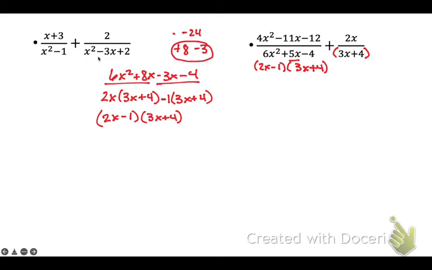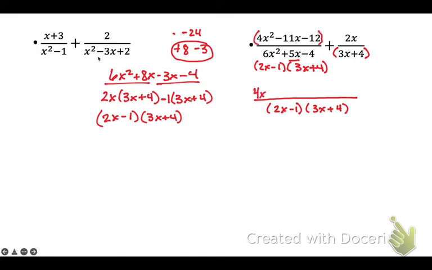So what is my common denominator going to be? (2x − 1)(3x + 4). Okay, so just a second. So the left, do I need to multiply the numerator by anything? No, because it's all there.